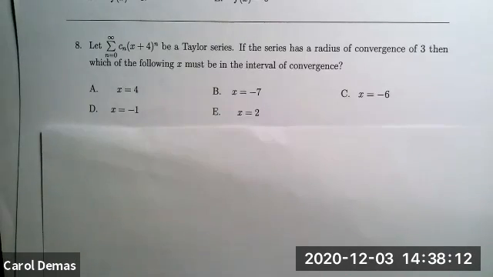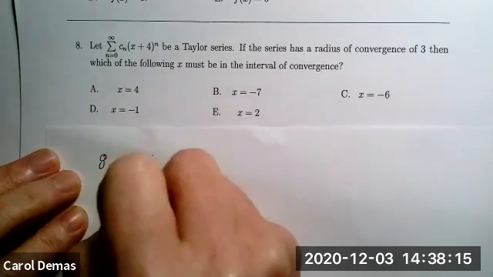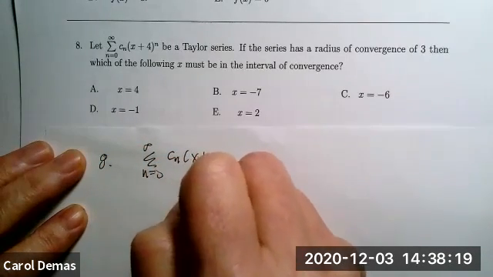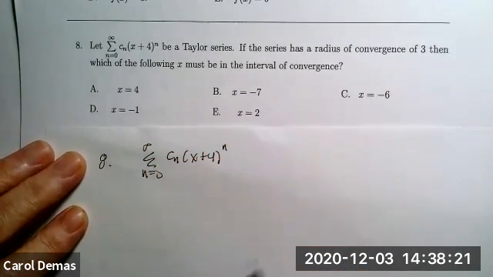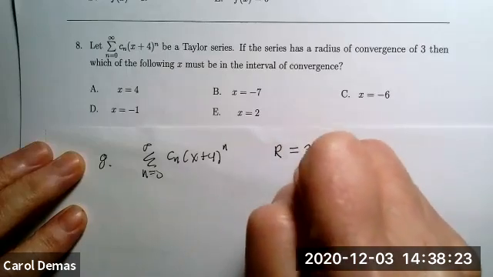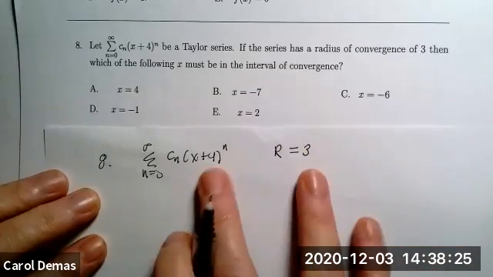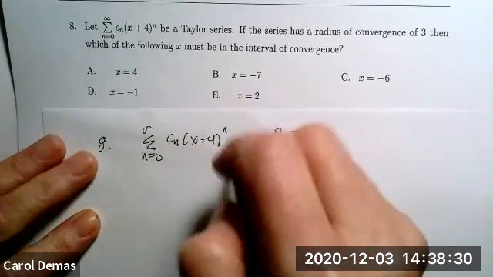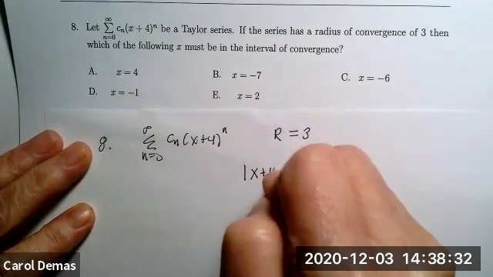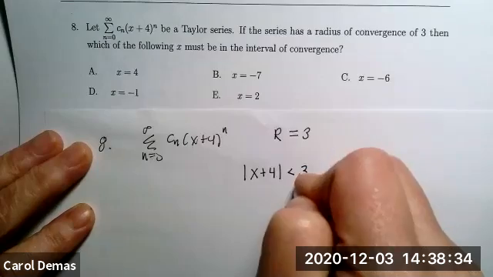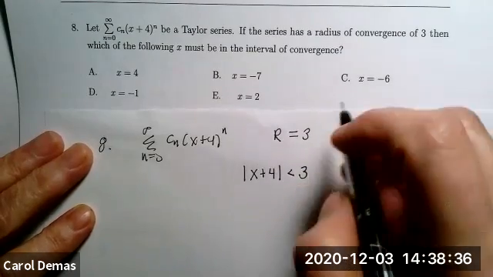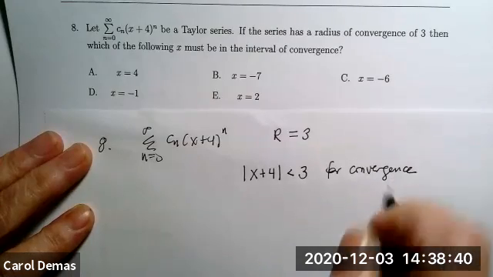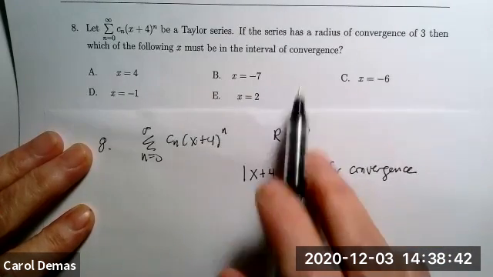All right, so for number 8, C sub n times (x plus 4) to the n has a radius of convergence equal to 3. Do you know what that means? It means that the absolute value of x plus 4 has to be less than 3 for convergence, right? Is everybody okay with that? And this was just given.